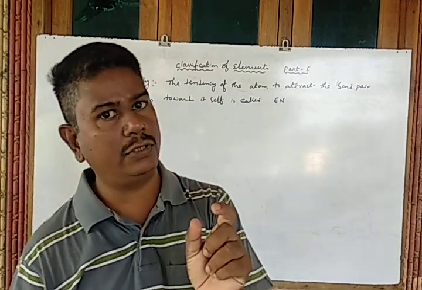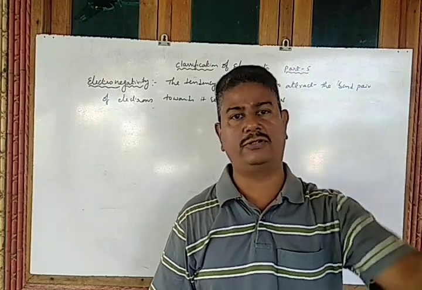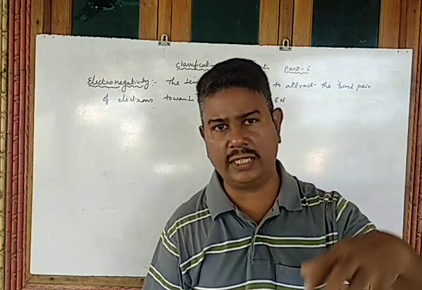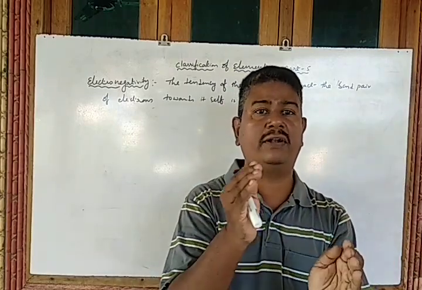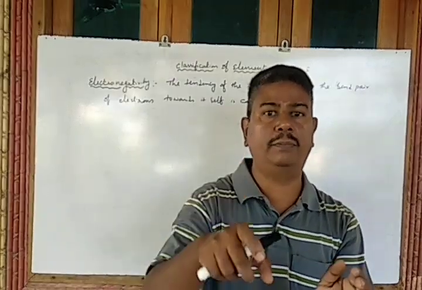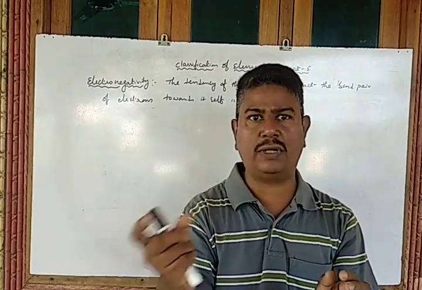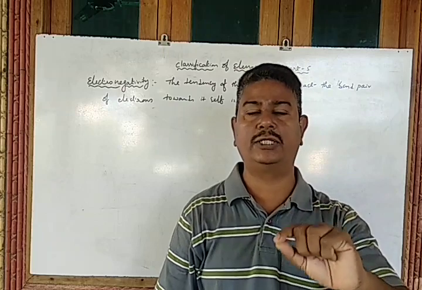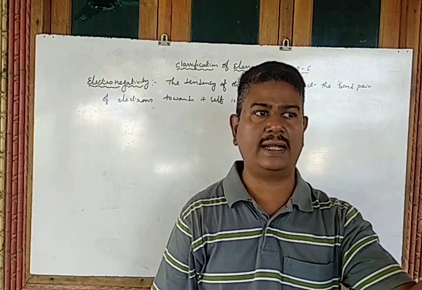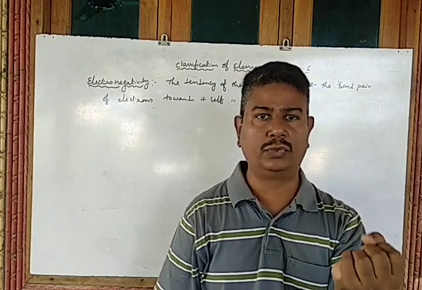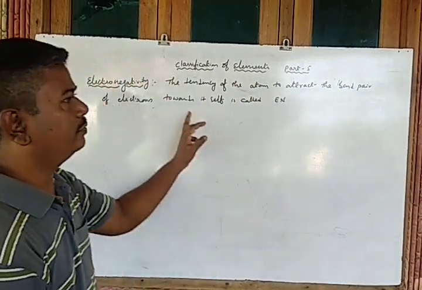So electronegativity is different from electron affinity. Electron affinity means you are adding an electron, whereas electronegativity means that while atoms participate in chemical bonding, the pair of electrons present in the bond pair will be attracted more by one atom. The tendency to attract the bonded pair is known as electronegativity. So finally, what we defined: the tendency of the atom to attract the bond pair of electrons towards itself is called electronegativity. It has no units.